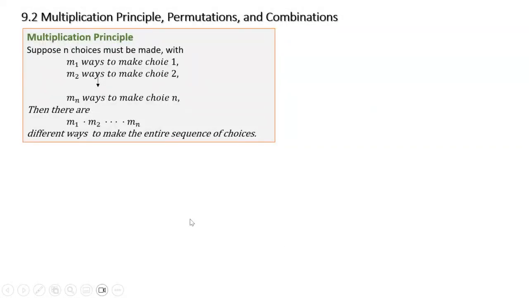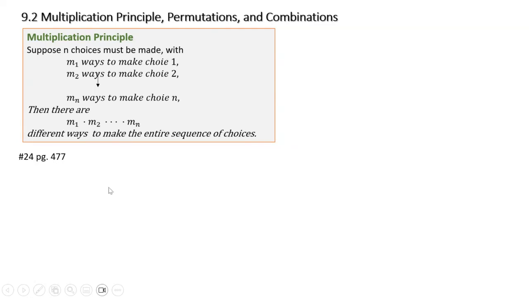Okay, now this is something from 9.2. This is called the multiplication principle. It says suppose n choices must be made, with m1 ways to make choice 1, m2 ways to make choice 2, and then you continue until you see all the choices, which is represented by mn ways to make n choices. Then there are m1 times m2 times m3 times dot dot dot times mn ways. Okay, let me show you an example because this is a little bit confusing to understand, right? But let me show you how simple it is.